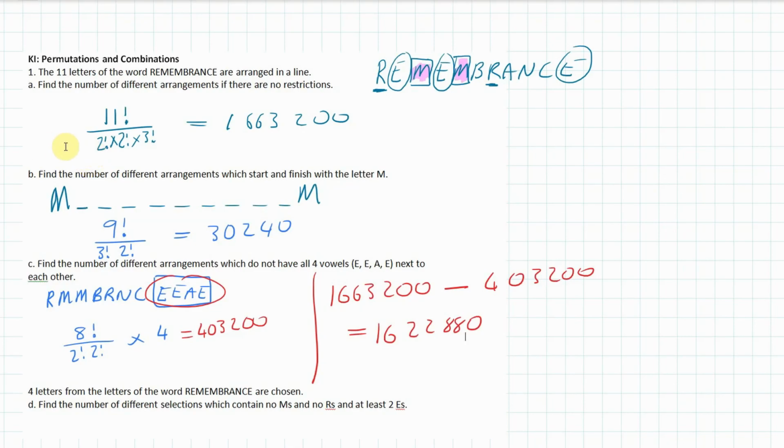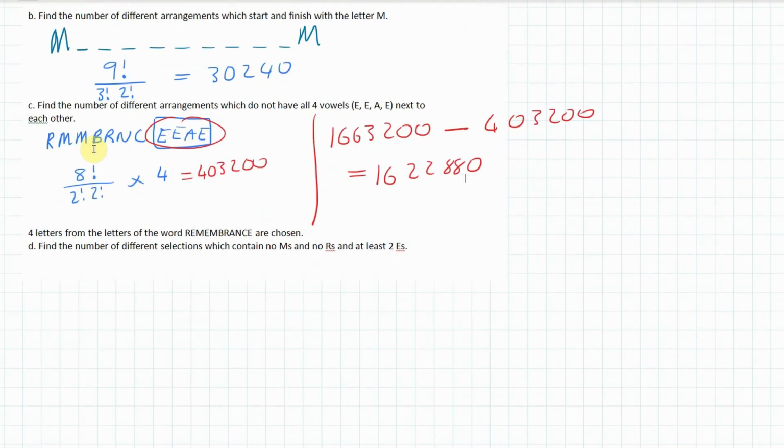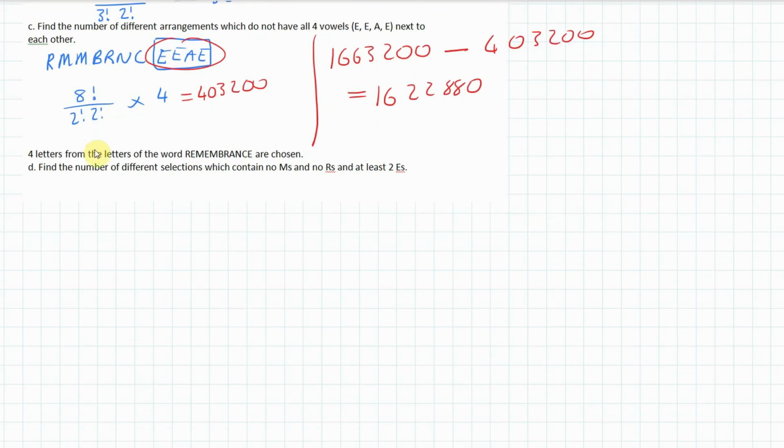Now the last question today, 4 letters from the word remembrance are chosen. Find the number of different selections which contain no M's and no R's and at least 2 E's. Okay, so let's look at the letters. We're going to take our R's out and our M's out. So we go E, E, B, R, A, N, C, E.